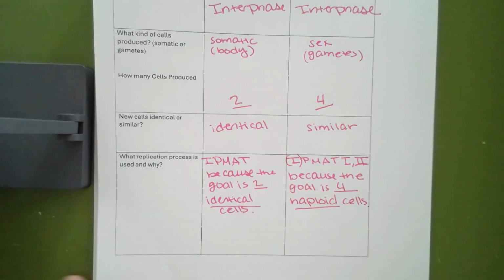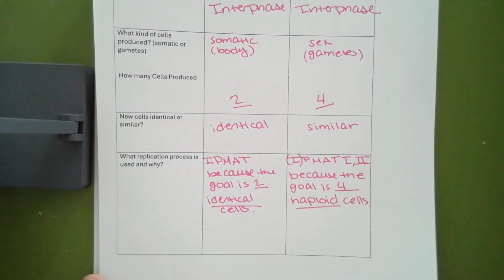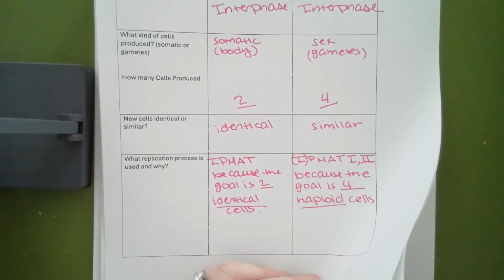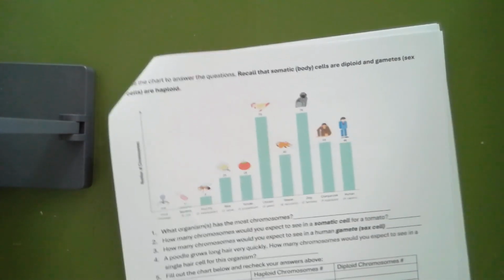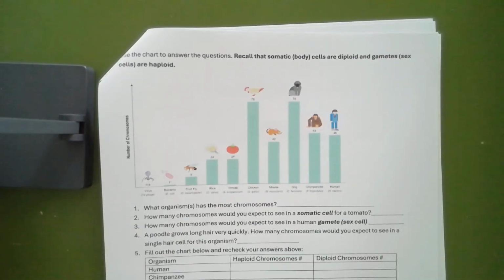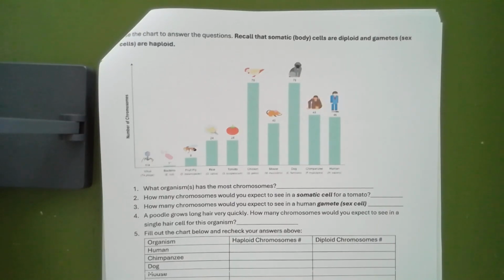All right. Make sense? You would not understand this chart or why mitosis and meiosis are similar and different. All right, we're going to keep rolling with it. Use the chart to answer the questions. Recall that somatic body cells are diploid and gamete sex cells are haploid.